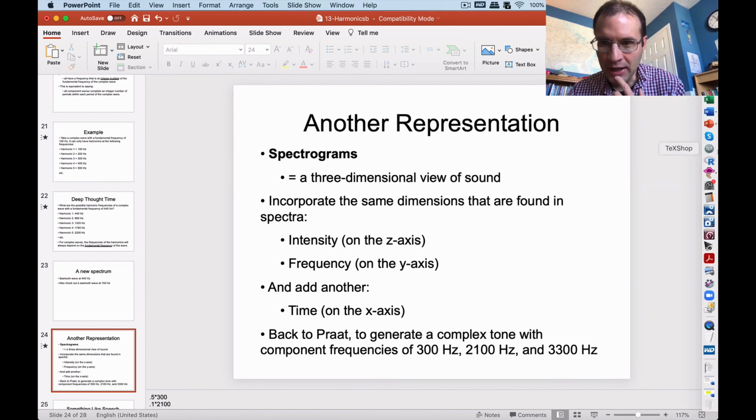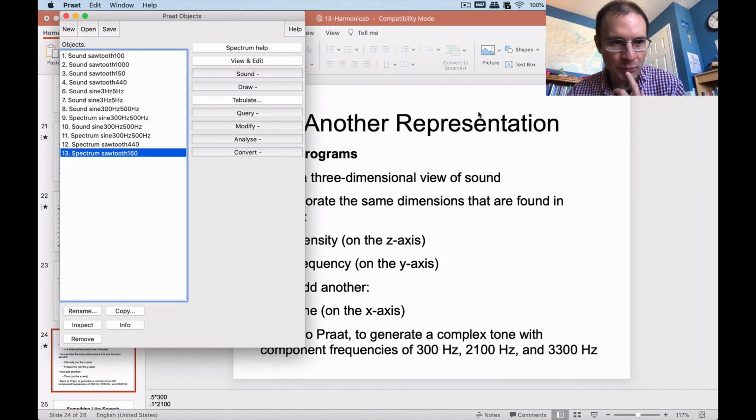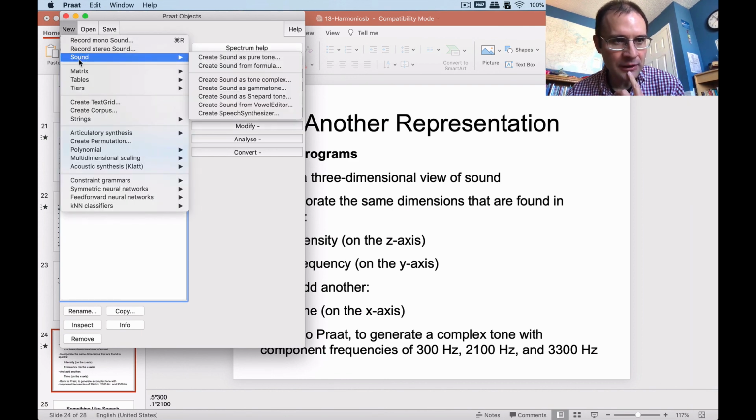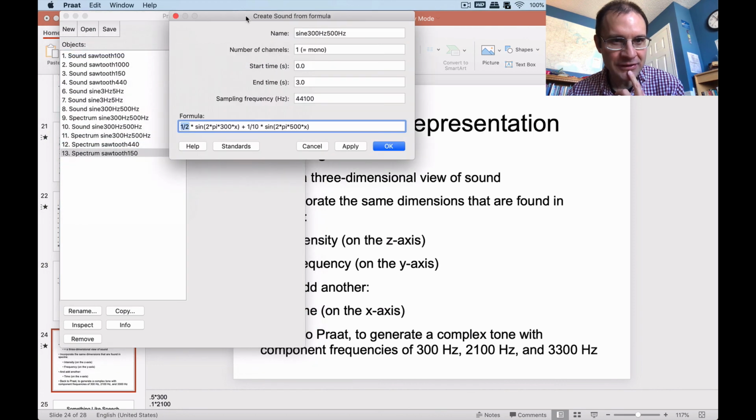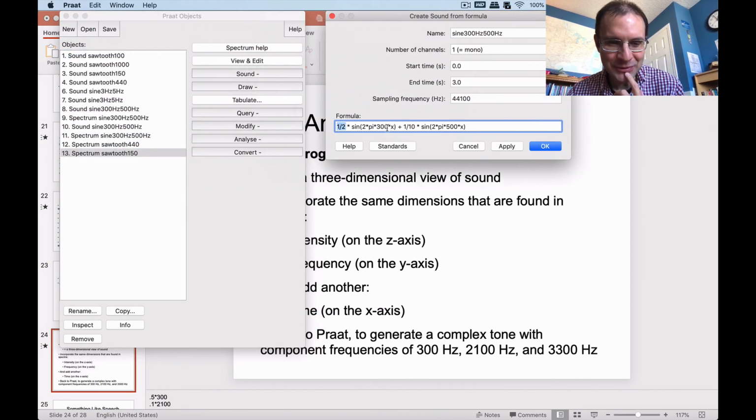Okay, so back to Prot, and I want to make up a more complex sound than what we've heard before. I've got my little formula there at the bottom. I may be having too much fun with this, and this lecture may be going over time, but it's my last one, so you're going to have to roll with it.